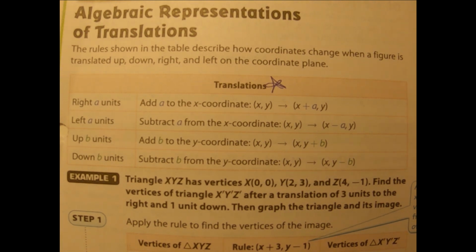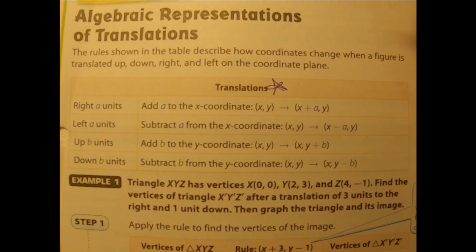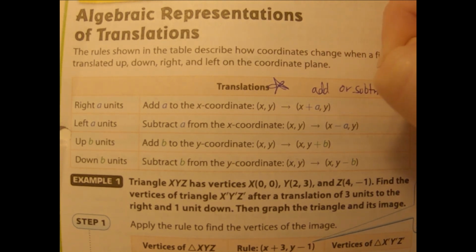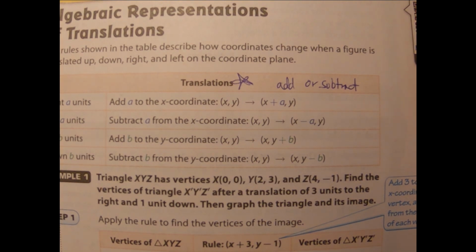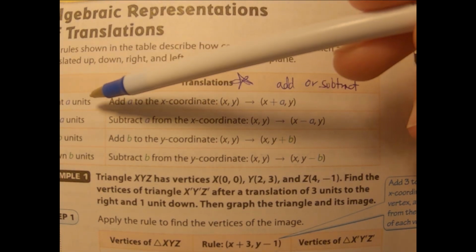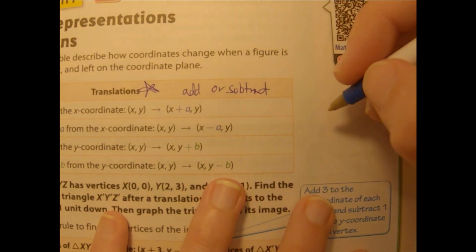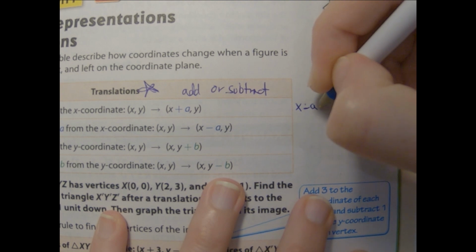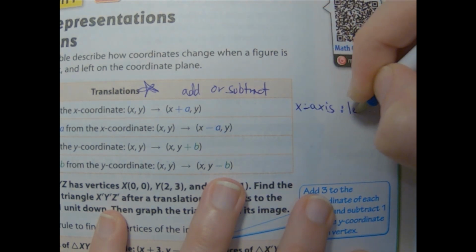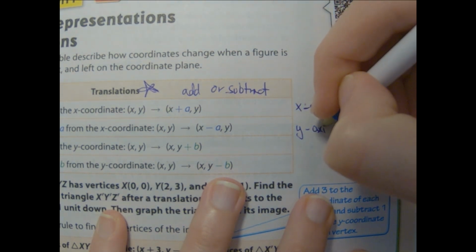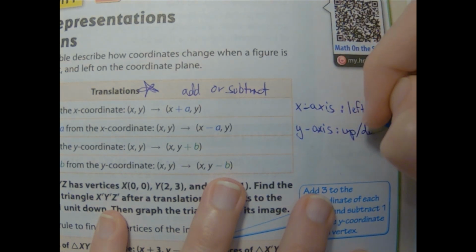So in the case of translations, where all you're doing is moving either left, right, up and down along a straight line and not changing the shape or size of the figure, we're going to be able to add or subtract from the coordinates to find their new locations on a grid. So for example, if I want to move right a units, and I know that moving right is along the x-axis, and I'll make that note, x-axis is left or right, and y-axis is up or down.